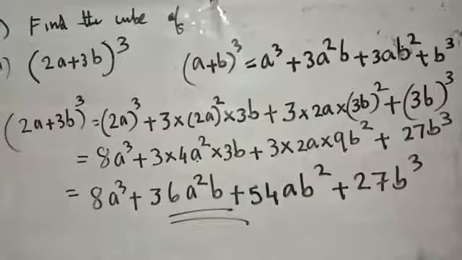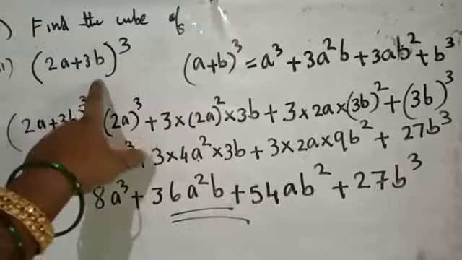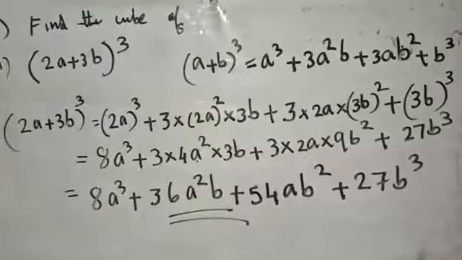Clear? Nothing is there. You just learn the formula by heart. A plus b the whole cube is a cube plus 3a square b plus 3ab square plus b cube. Then substitute the values there. Here a equal to 2a, in the place of b 3b. Okay, that's enough.